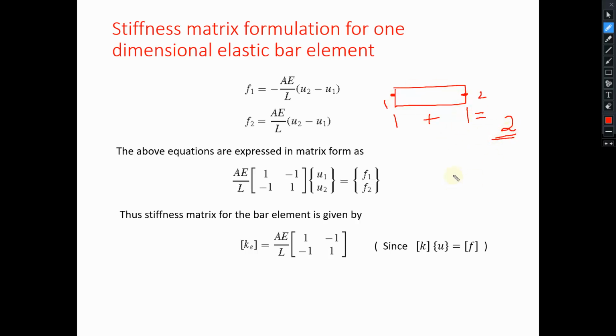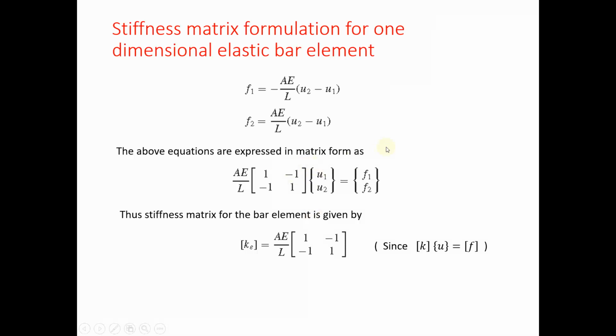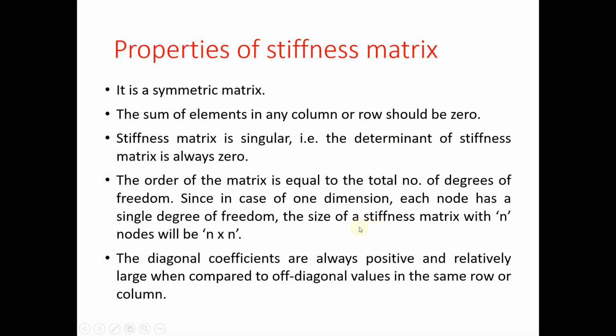2 degrees of freedom ഉള്ളത് കൊണ്ട് അതിന്റെ സ്റ്റിഫ്നെസ് മെട്രിക്സ് വിൽ ബി എ 2x2 മെട്രിക്സ്. ഇപ്പോൾ 3 degrees of freedom വരുമായിരുന്നെങ്കിൽ ദി മെട്രിക്സ് വിൽ ബി എ 3x3 മെട്രിക്സ്. സോ ഡിഗ്രി ഓഫ് ഫ്രീഡം അനുസരിച്ചാണ് അതിന്റെ മെട്രിക്സിന്റെ ഓർഡർ ഫോർമുലേറ്റ് ചെയ്യുന്നത്.